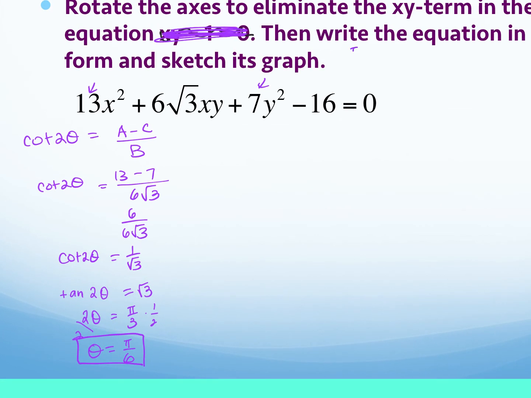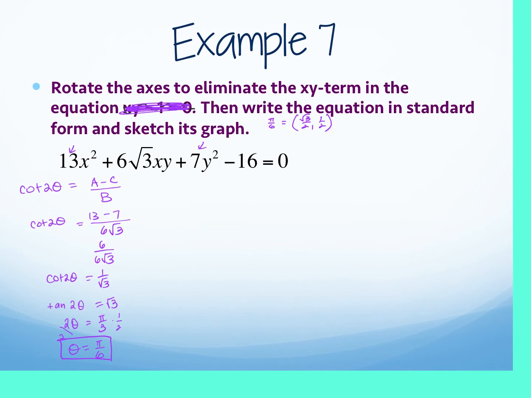Now we're basing everything off the pi over 6 coordinate point. Do we know that coordinate point off the top of our head? Root 3 over 2, 1/2. You'll have it, don't worry. Somewhere in your brain it should be there. But that's the top. Okay, so remember, our x we're replacing with x prime cosine theta minus y prime sine theta, and our y we're replacing with x prime sine theta plus y prime cosine theta.